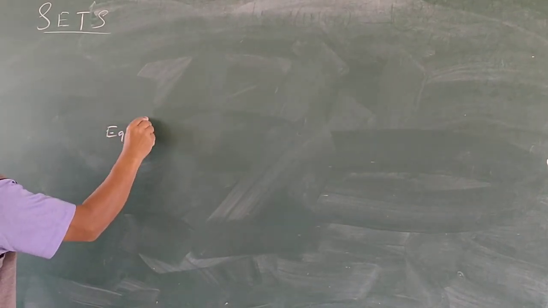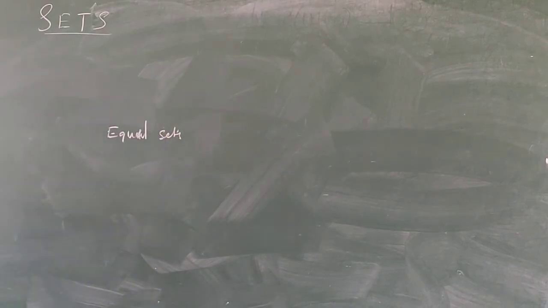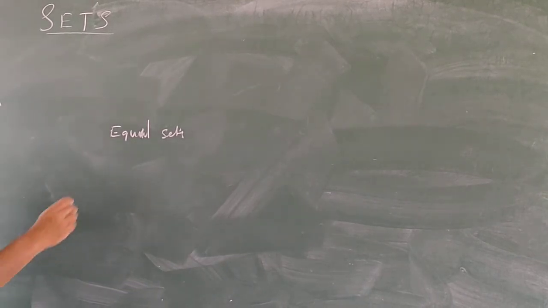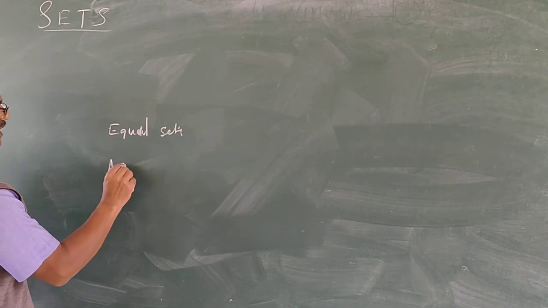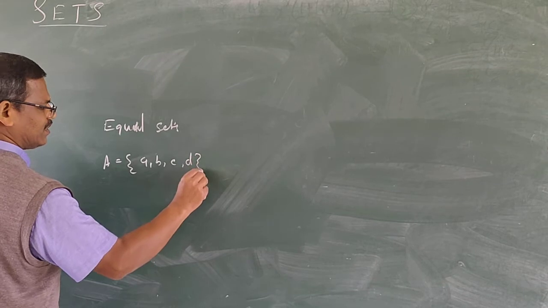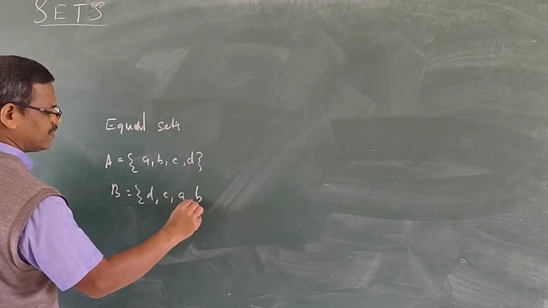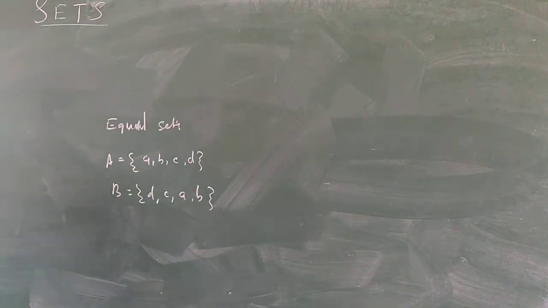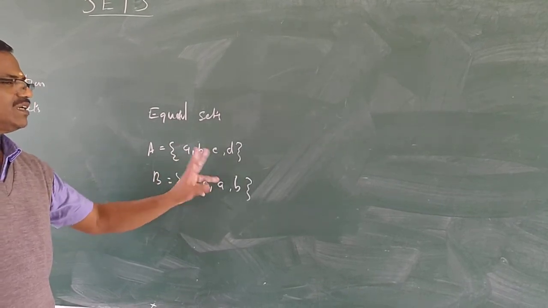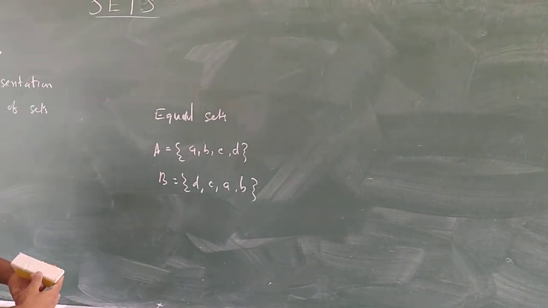Equal sets. When we say that two sets are equal, the number of elements should be the same and they should be the same elements. Suppose I write A, B, C, D and the set B, D, C, A. They are the same set. You can see that there are 4 elements here and 4 elements there, but only the order is changed, and these two sets are considered equal sets.